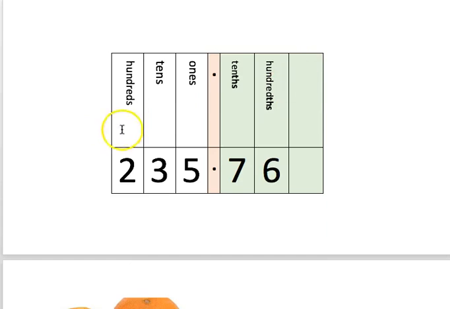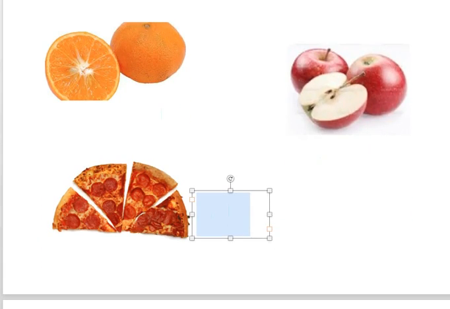This is what decimal fractions look like on a number chart. The decimal point is always between the ones and the tenths. As soon as you see a decimal point, you know that you're dealing with fractional parts. So the number is more than 235, but we haven't got enough to make 236.